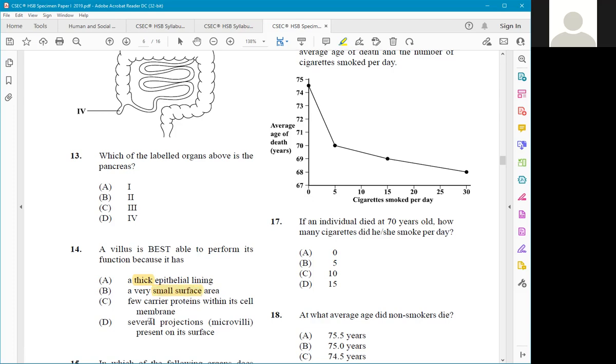Few carrier proteins within its cell membrane. We won't take that either, because a lot of active transport will be taking place there. You're going to have a lot of carrier proteins to move the ions into the cells of the villi. Several projections called microvilli present on the surface. This is the correct answer. D is the correct answer.